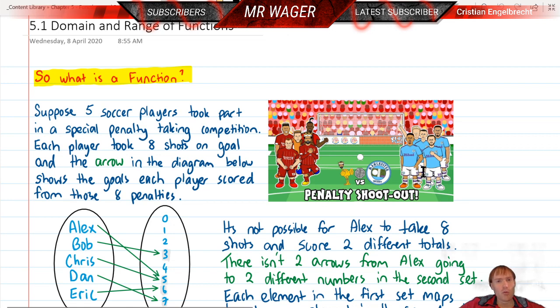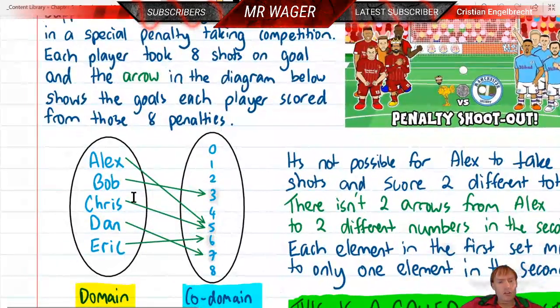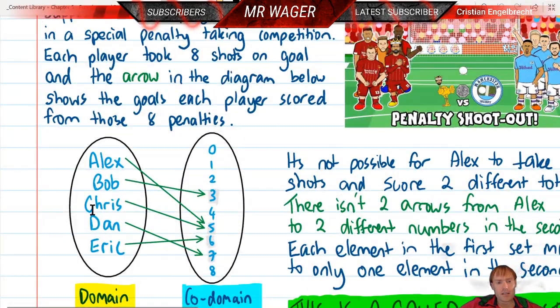And it's not just a normal penalty shootout, it's a special penalty shootout. It's the one where each of these 5 players takes 8 shots each, and then they record how many goals they've got out of 8. I've got a little diagram here, and the diagram shows the 5 players that are taking part in this competition. We've got Alex, Bob, Chris, Dan, and Eric.